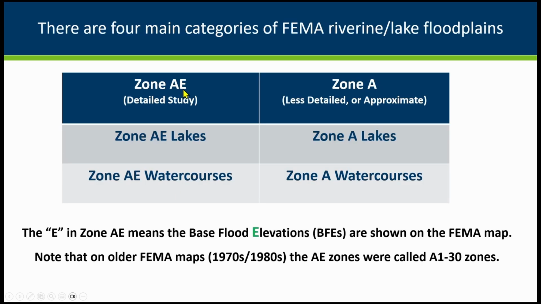Now that E in Zone AE stands for elevations that are shown on the FEMA maps. Those base flood elevations that we're talking about are actually shown on the FEMA maps, whereas on A-zone maps, they don't show the elevations. Note that on the older FEMA maps, those from the 70s and early 80s, instead of AE zones, they're called A with a number 1 to 30.